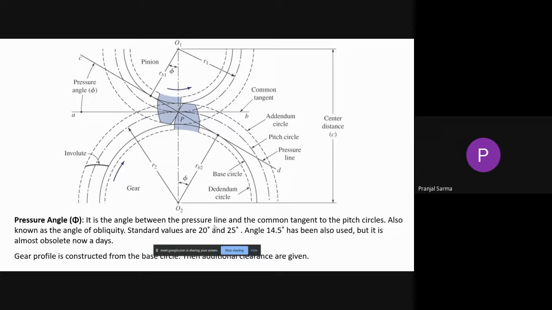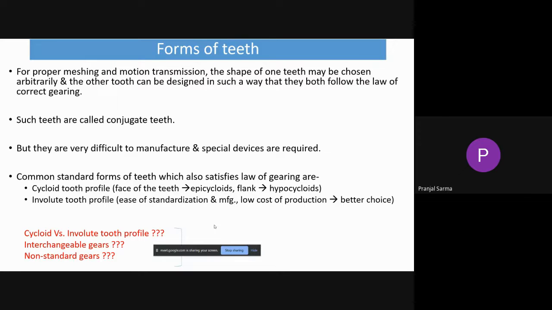Because if there is any relative velocity in the direction of the common normal, then depending on the direction, the two meshing teeth will either tend to separate out or tend to penetrate into each other. Both of these conditions are not desired. Those things we have discussed, and later on we studied conjugate teeth. We said what we understand by conjugate teeth, and we also saw the commonly used standard forms of teeth, that is the cycloidal tooth profile as well as the involute tooth profile.